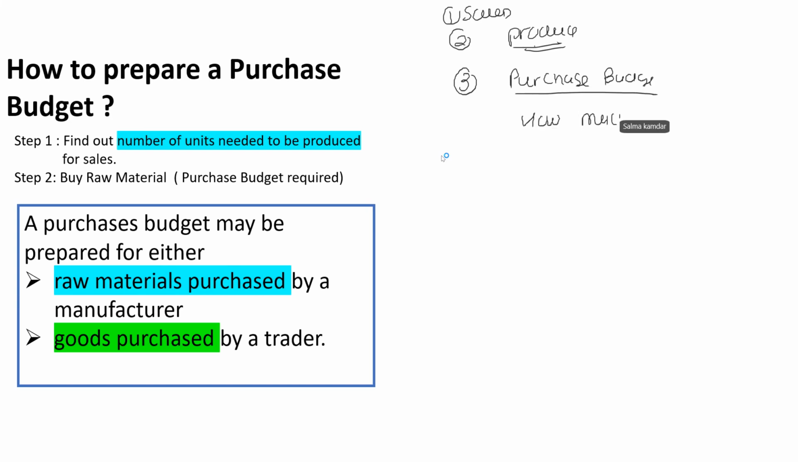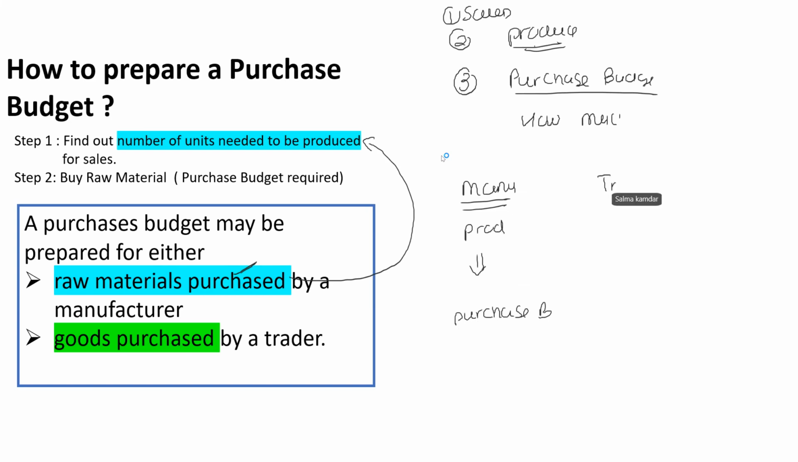What will the purchase budget tell you? How much raw materials you need to buy to achieve your desired production. If you are a manufacturer, you will first make the production budget and then the purchase budget. But if you are a trader, will you make a production budget? No, you will directly make the purchase budget.